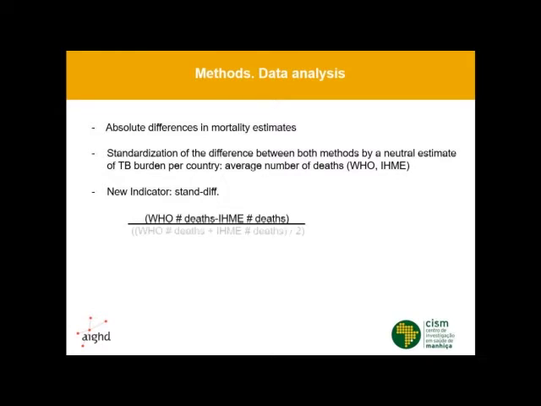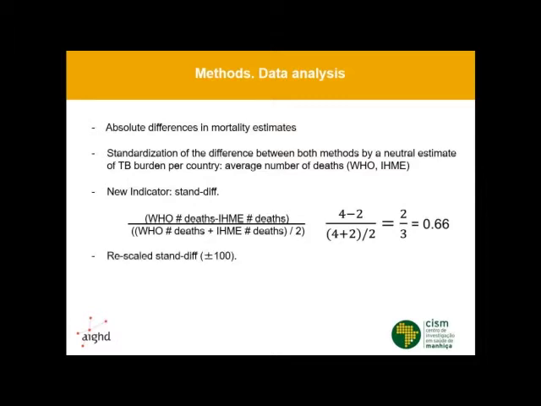So that is created with this formula, the absolute difference in the numerator, and in the denominator the average. So if WHO estimated for a given country 4 deaths and IHME estimated 2 deaths, that metric would yield the value of 0.7. But since this metric is not easily interpretable, we rescaled the STANDIF into a minus plus 100 scale using the relative difference as a proportion of the maximum value obtained. So a positive score would be when WHO estimates more deaths than IHME and vice versa.